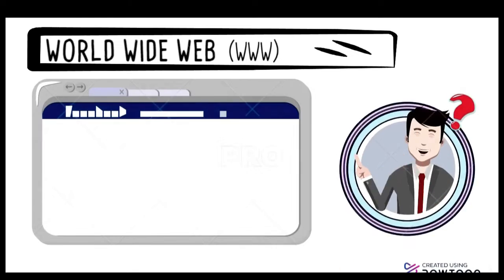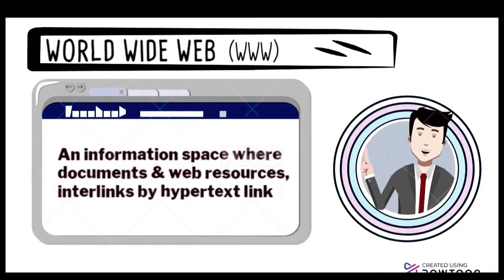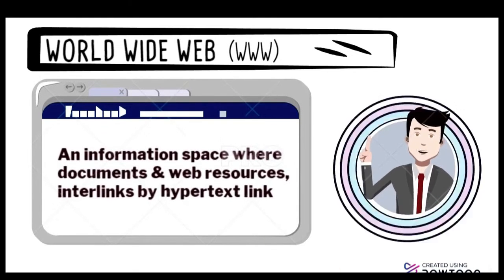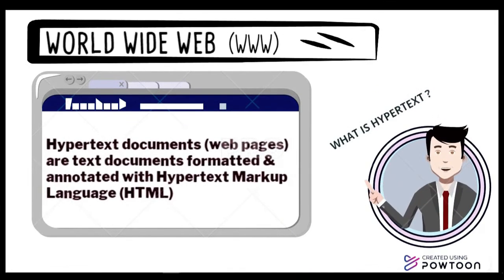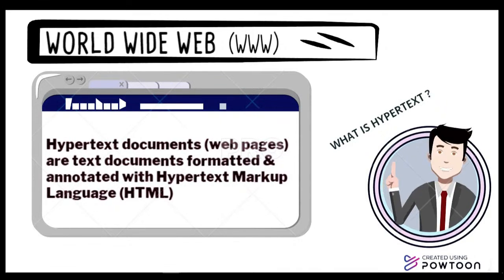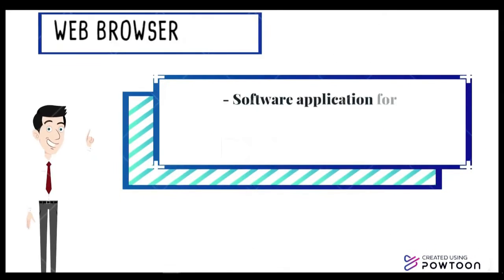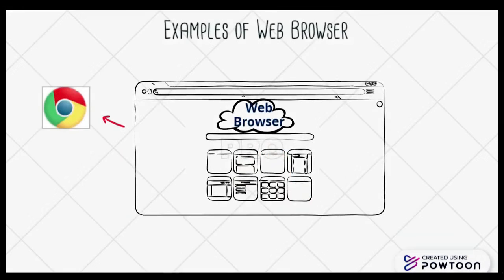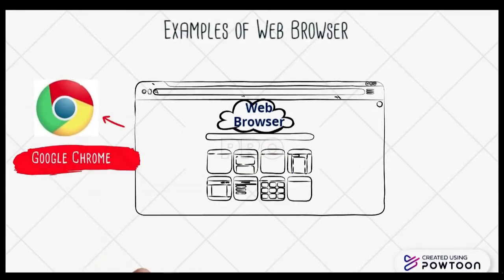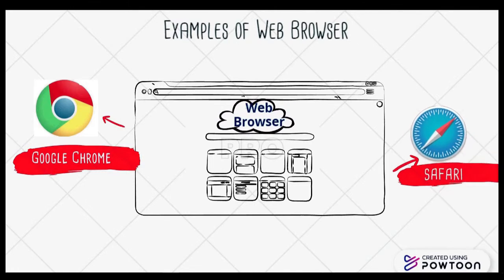The World Wide Web is an information space where documents and web resources are interlinked by hypertext links. Hypertext documents, or web pages, are text documents formatted and annotated with hypertext markup language. A web browser is a software application for retrieving, presenting, and traversing information resources on the World Wide Web. Web browsers that we are familiar with are Google Chrome and Safari.